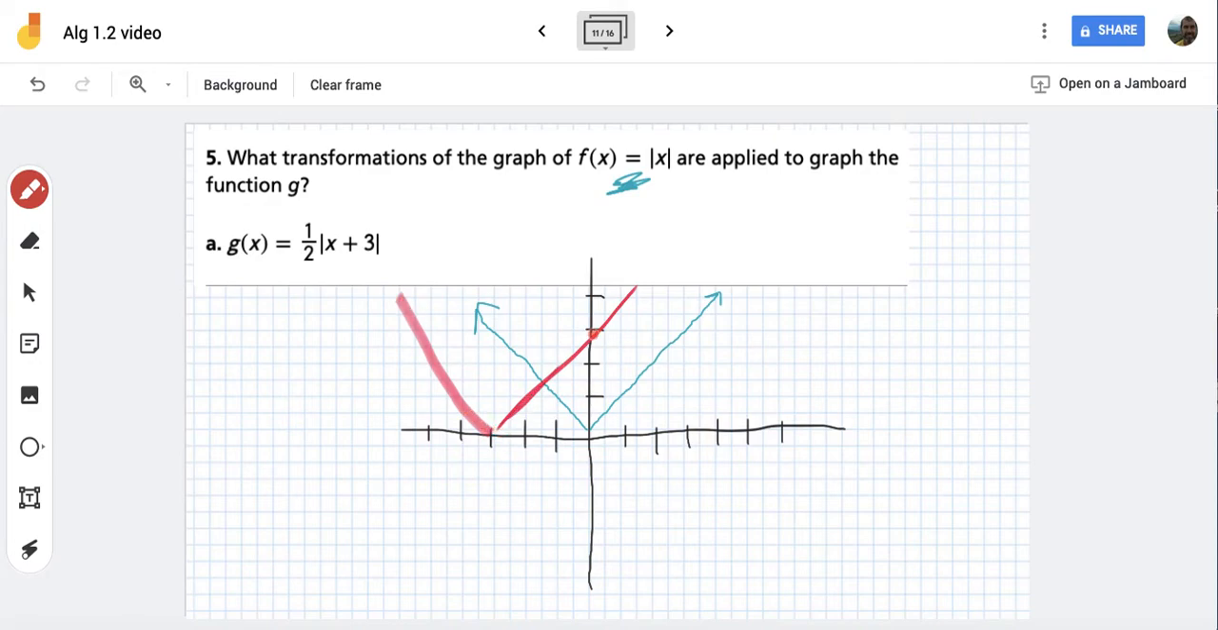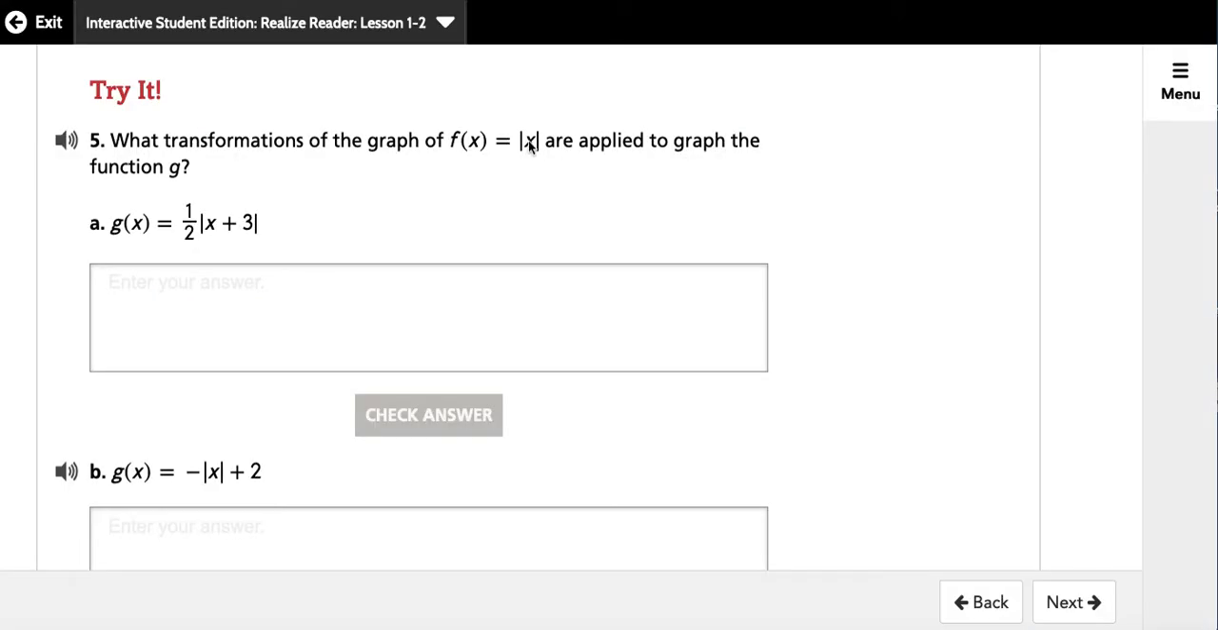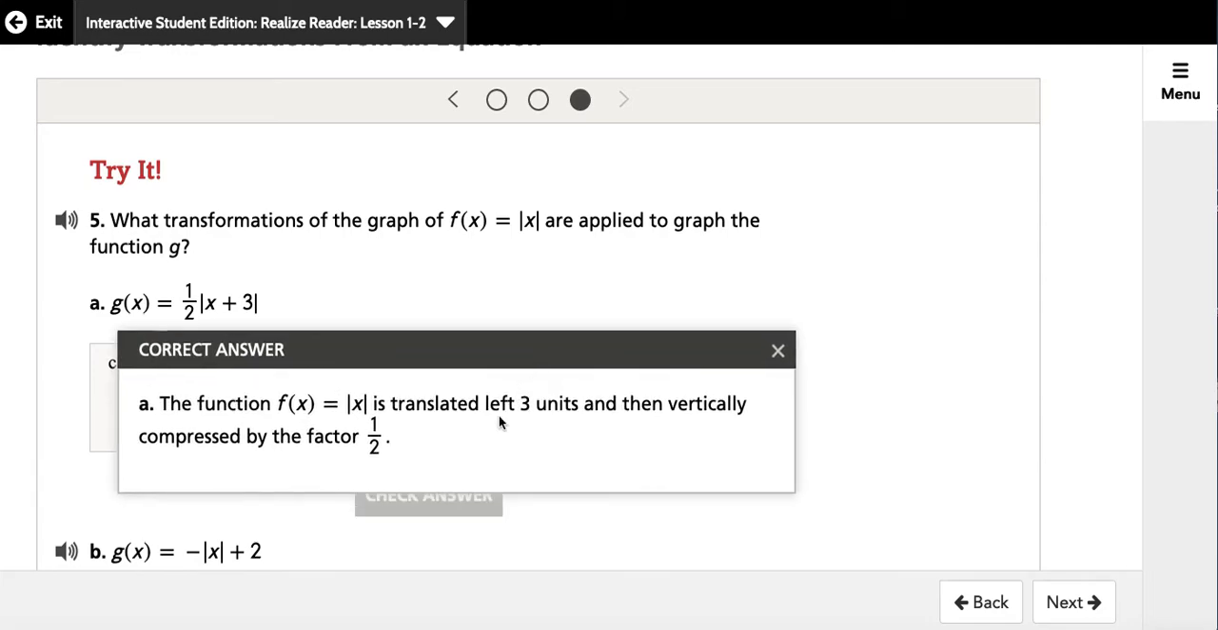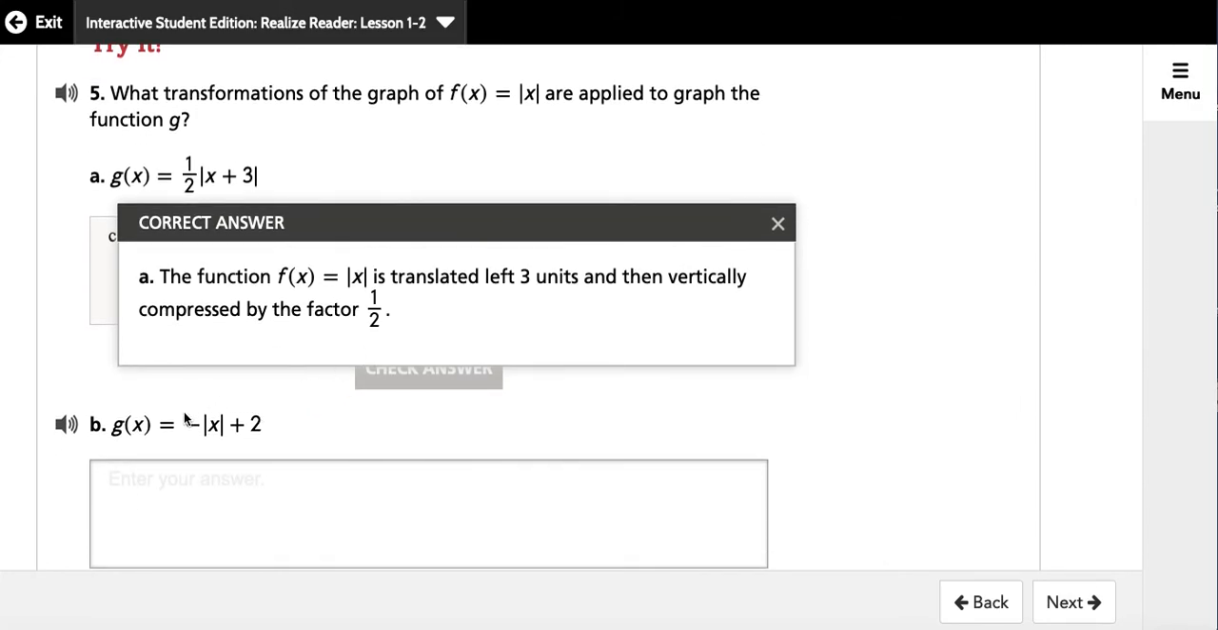I got the highlighter on, so it looks like a weird print. And then let's change colors for effect. Let's go to green. The 1/2. 1/2 as a multiplier is a vertical compression of 1/2, so it's going to be half as high. And those are the two. Let's see what they wrote. We have a translation 3 units to the left, and then vertical compression by a factor of 1/2. Take a look at this one. Click pause, give it a shot, and then come back.